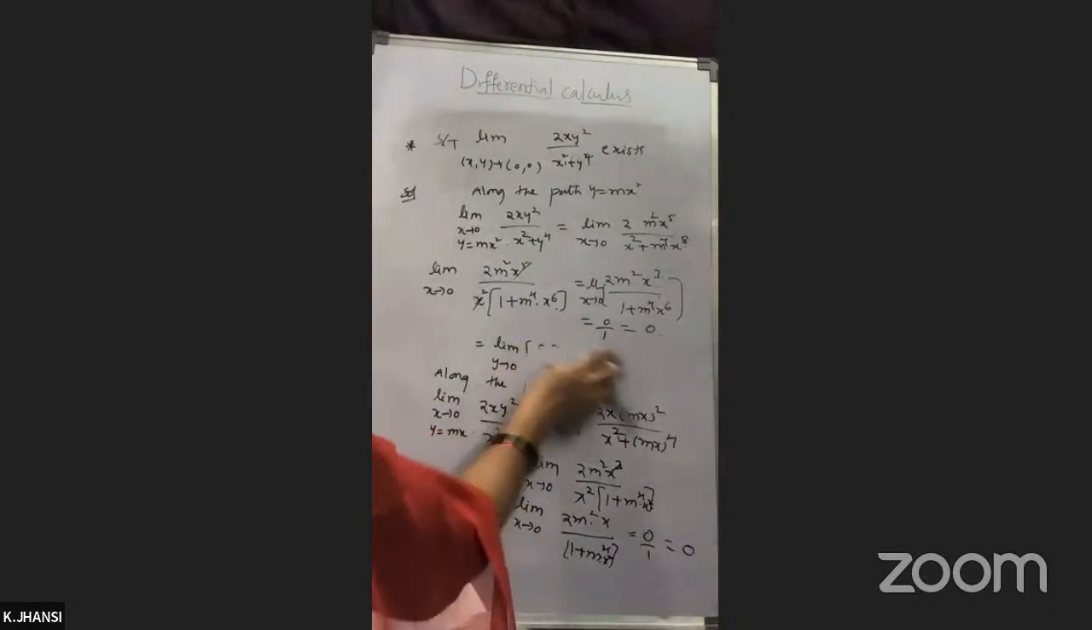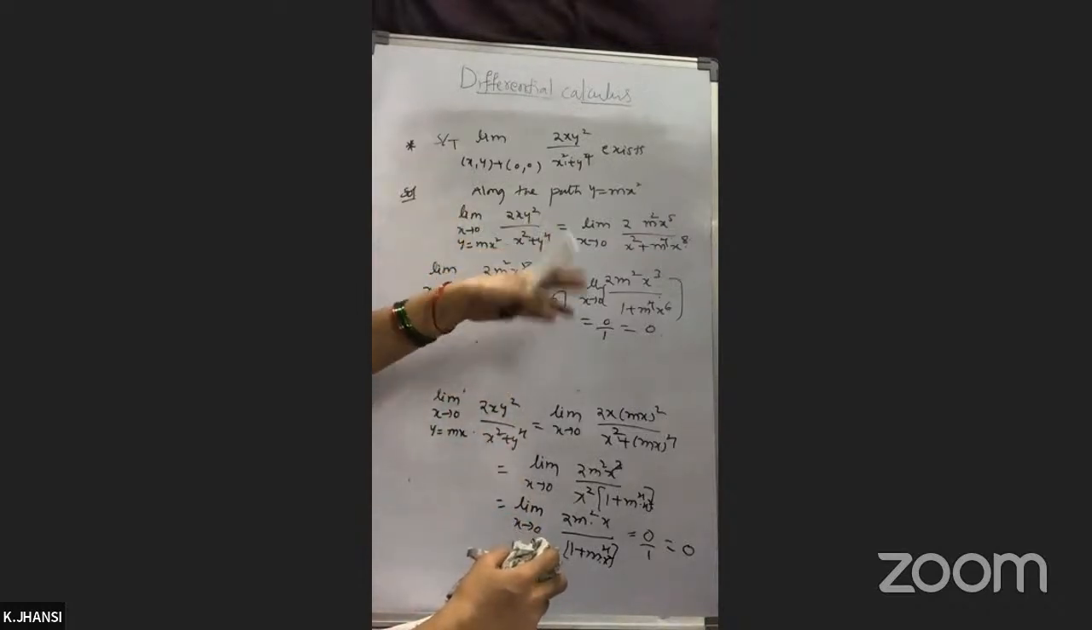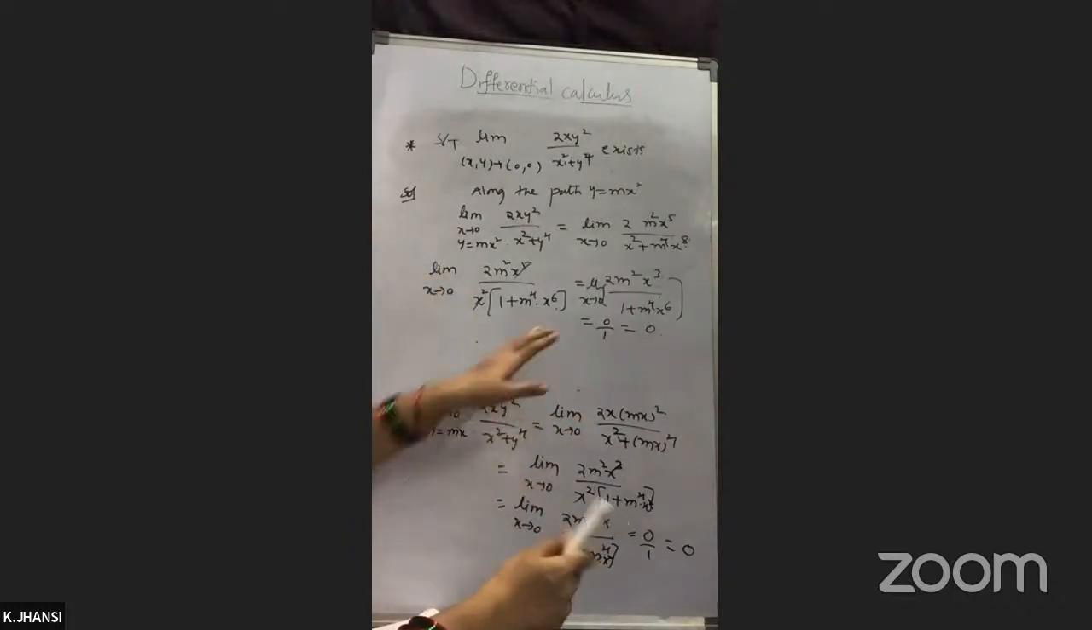Whenever you get like this, this is the difference between that first unit limit and this unit. If you have only one function, we'll find LHL and RHL. If both the values are the same, then the limit exists.